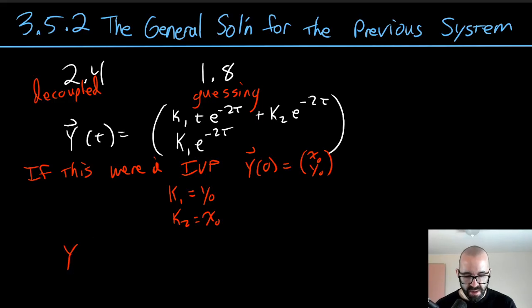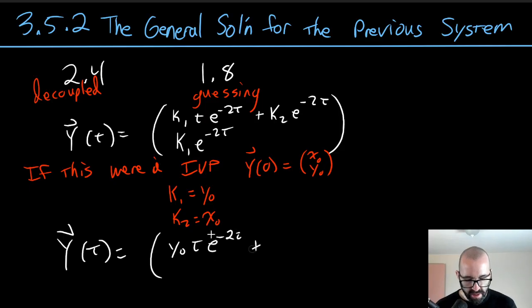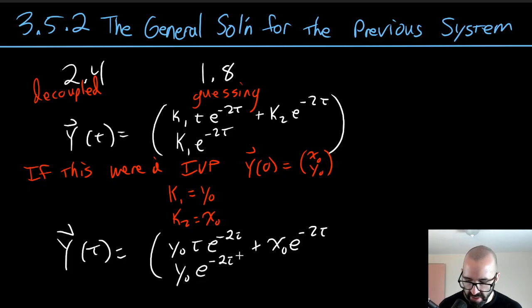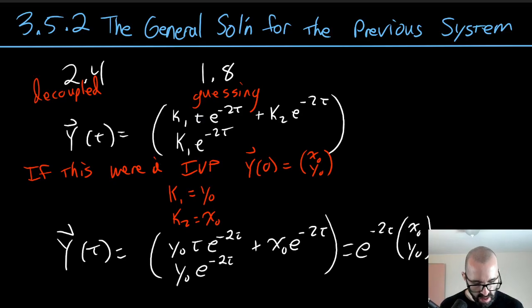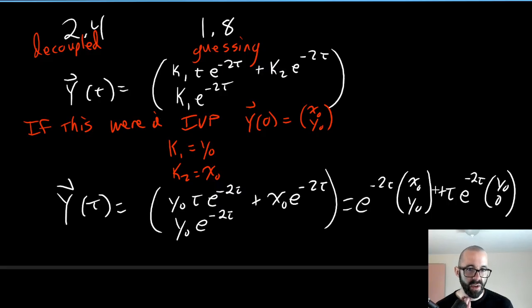So then we could rewrite the solution, and we are indeed going to do this a lot in this section. We could rewrite it as y naught times t plus x naught e to the negative 2t, and the y component is just y naught e to the negative 2t. We could write it this way, or in a different way. You may be writing it in this format: e to the negative 2t times the vector x naught, y naught, plus t e to the negative 2t times the vector y naught, 0. This is how we traditionally write these sorts of solutions.